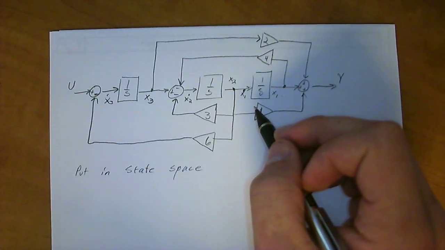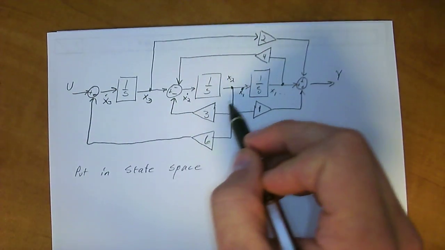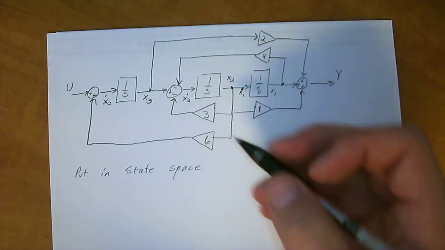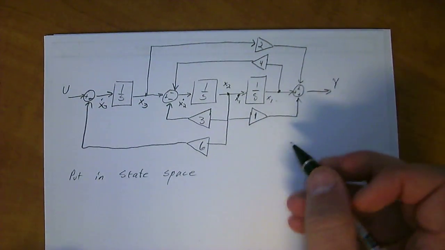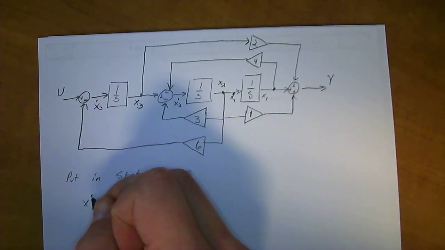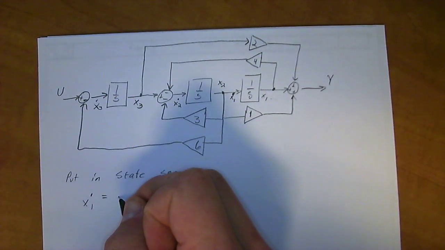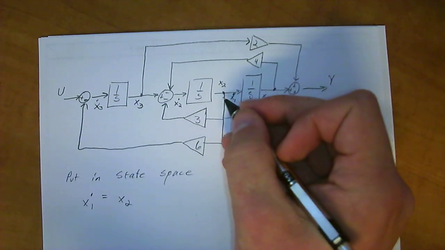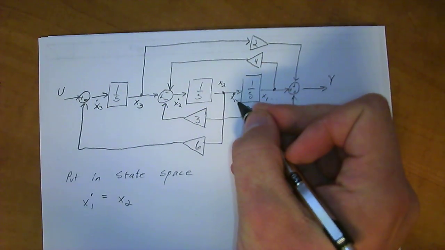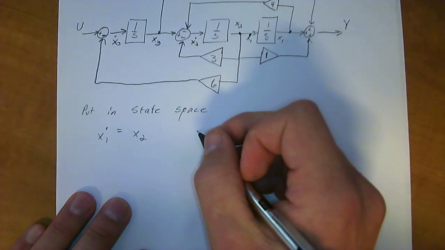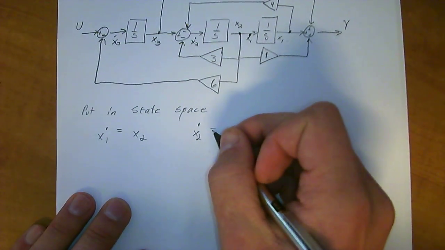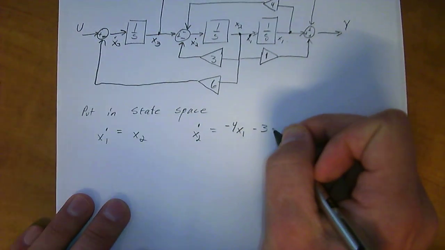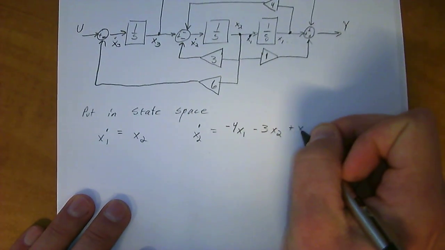But then you go on and you try to define each one of these x1, x2, and x3 dots, which is actually pretty easy because you can see that x1 dot is equal to x2 right here, because it's directly equal to x2 and there's nothing else coming in, just the output of x2 going into x1 dot. Then x2 dot is equal to negative 4x1 minus 3x2 plus x3.